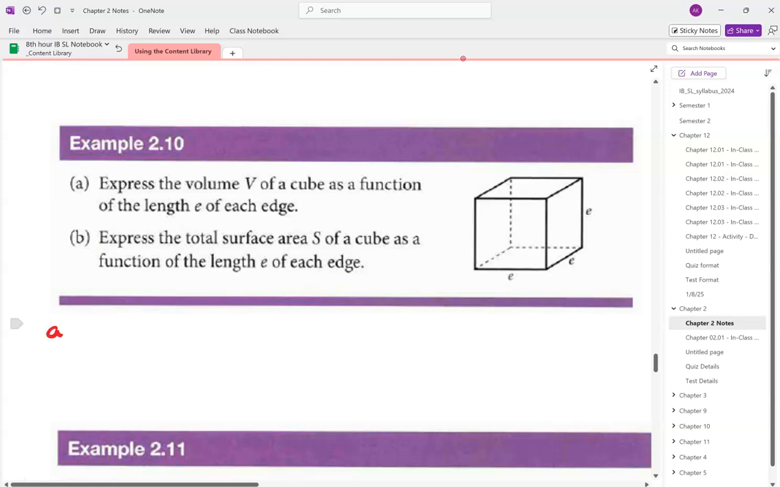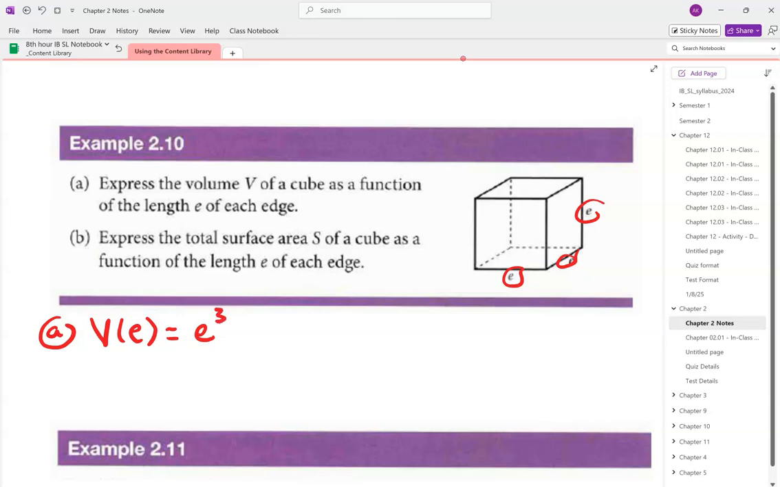Let's write some equations that are functions. It says express the volume V of a cube as a function of the length of each edge. So we'll say V of E equals, how do I find the volume of a cube? Length times width times height. The length is E, the width is E, and the height is E. So E cubed.